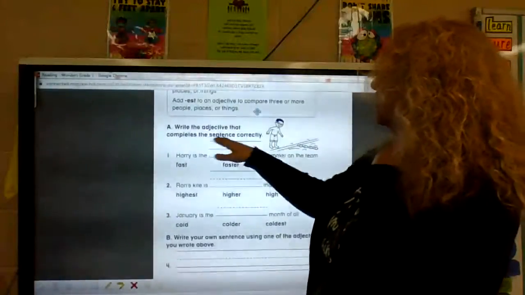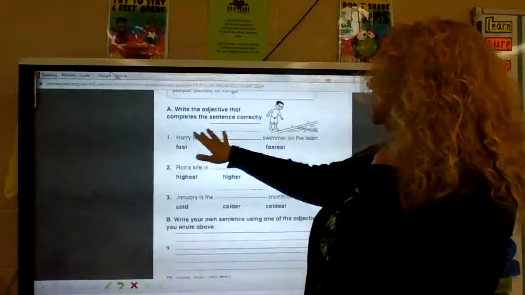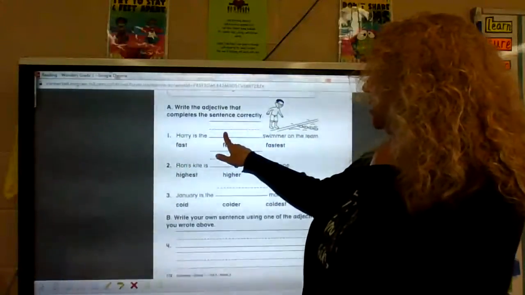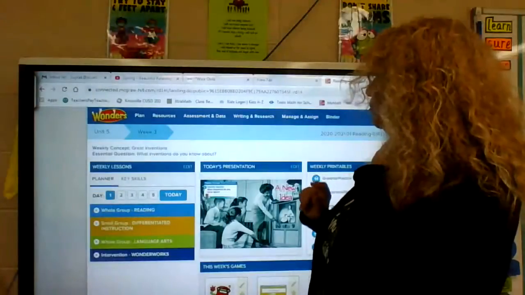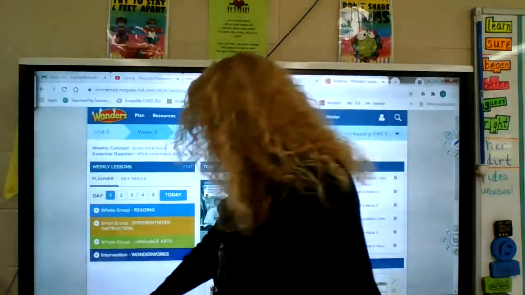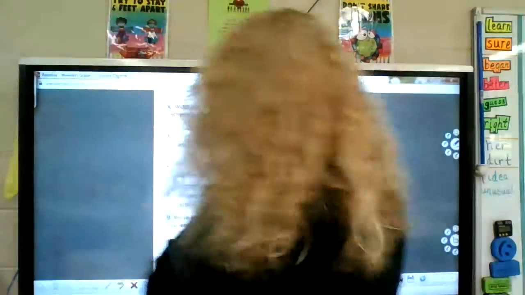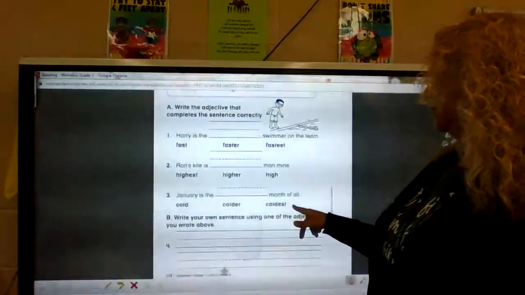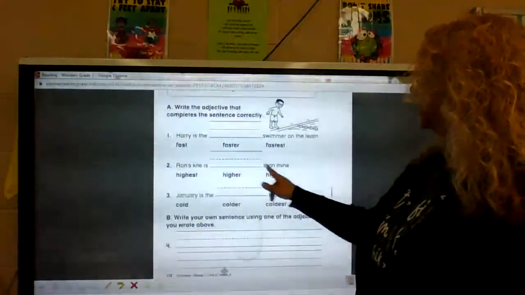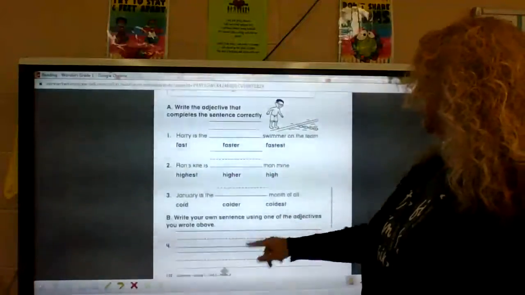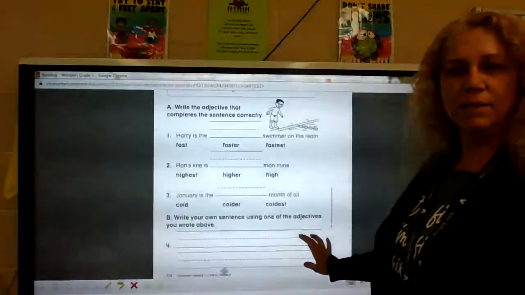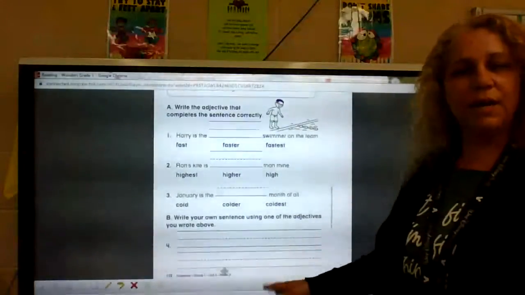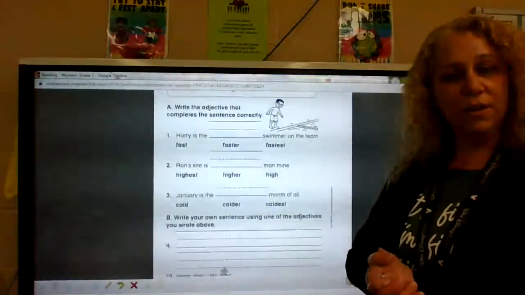Write the adjective that completes the sentence. So you're going to read the sentence and then choose which word to write on the line: fast, faster, fastest. Then you're going to do the same for number 2 and the same for number 3. Then pick one of these adjectives up here and use it in a sentence. That's all you do to finish this side. Send it to your teacher.